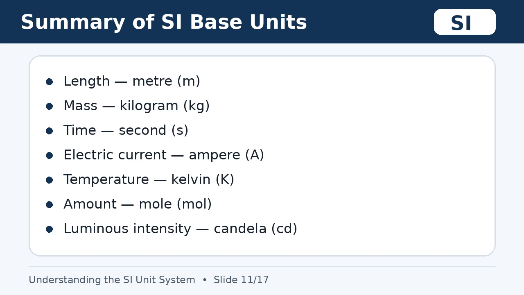Mass is measured in kilograms. Time is measured in seconds. Electric current is measured in amperes. Temperature is measured in Kelvin. Amount of substance is measured in moles. Luminous intensity is measured in candela. These 7 units form the foundation of the complete SI system.